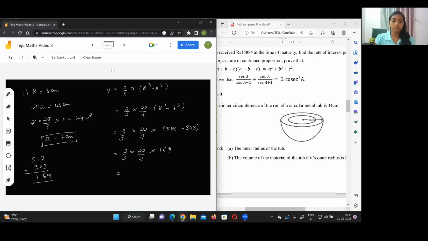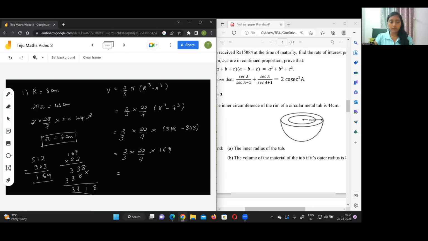What we can do is that we can further simplify this. So 2 into 22 into 169 we need to do. So if you say 169 into 22, 9 twos are 18, 1 in the mind, 6 twos are 12, 13, 1 in the mind, 3. So this is a very long answer.